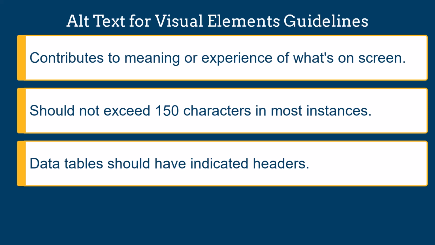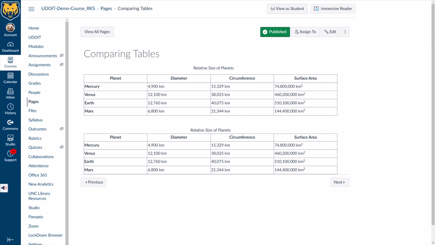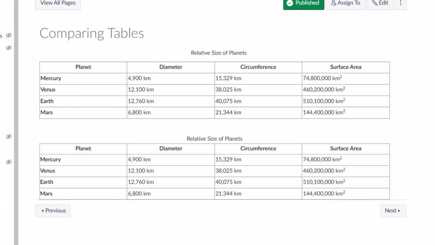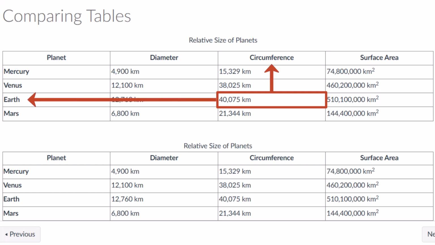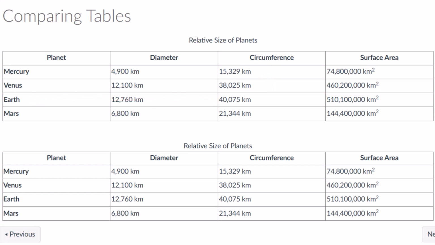Tables need header labels. Look at these two tables. We can use our sight to identify and make a connection between the data cells and their headings. However, only one of these two tables has the headers defined in the code. Now, you don't need to know how to read and write code to define table headers. You just need to know how to tell Canvas or UDOIT to do it for you.